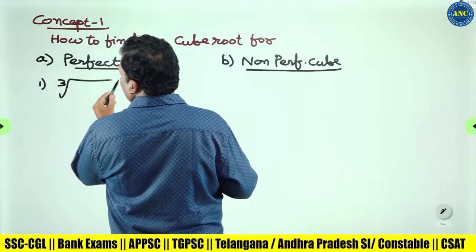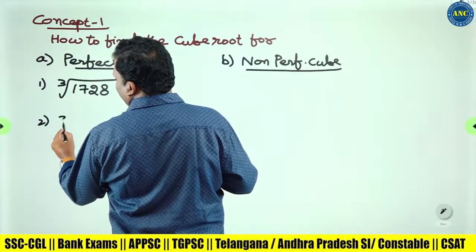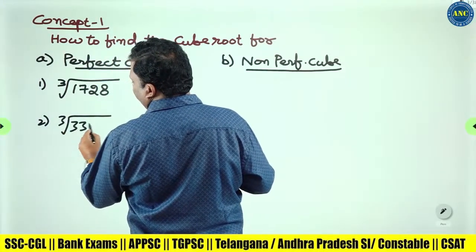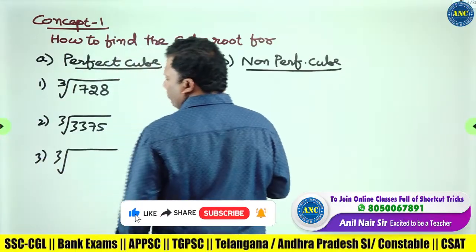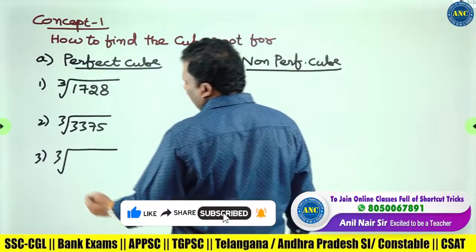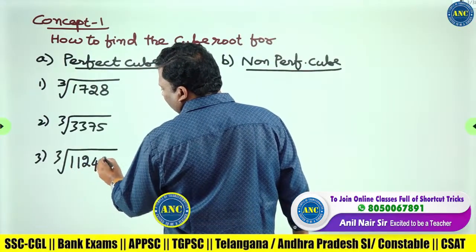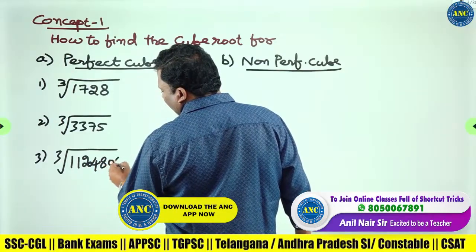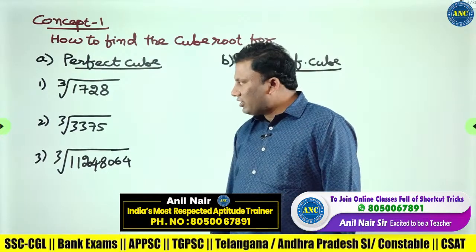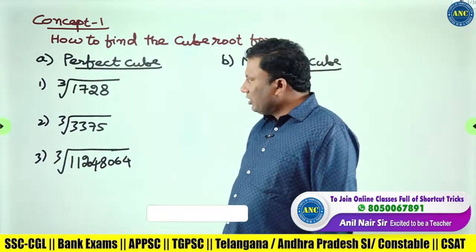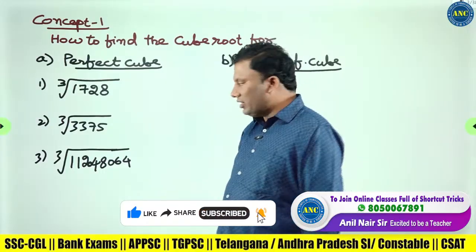Cube root of 1728, cube root of 3375, cube root of, for example, we'll take 112,04864. Cube root of 1728, cube root of 3375, cube root of 112,04864.